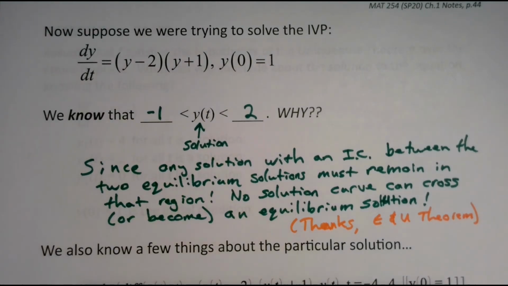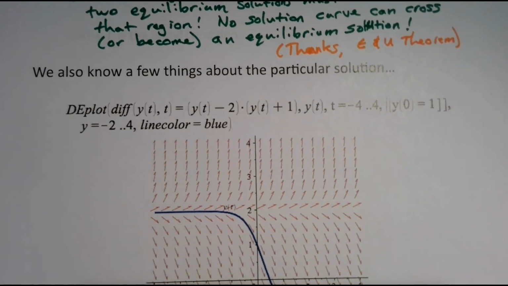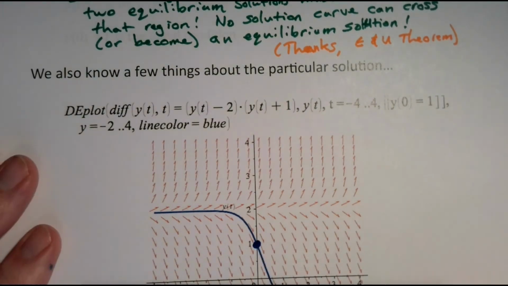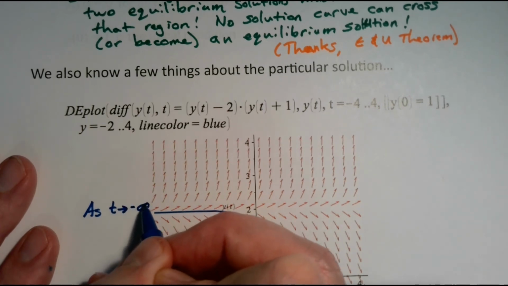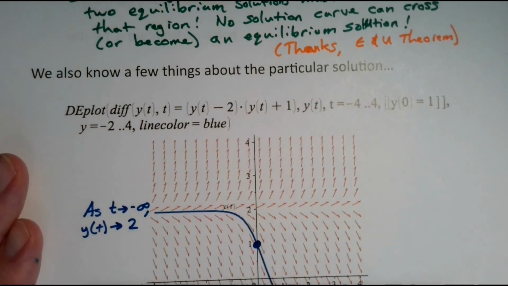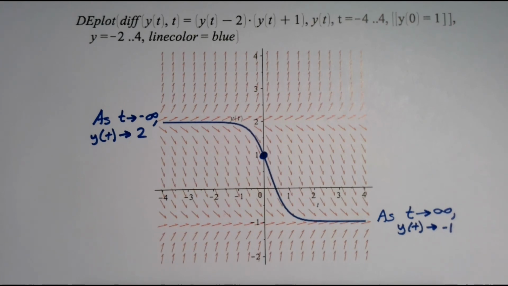Right? So we also know a few things about the particular solution. So for example, since we know our initial condition that we're given above is y of 0 equals 1, this guy right there, we know that as t approaches infinity, y of t approaches -1, and as t approaches negative infinity, y of t approaches 2. And that's guaranteed by the existence and uniqueness theorem.